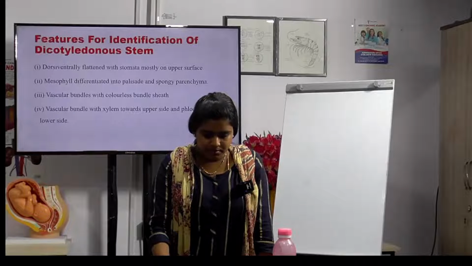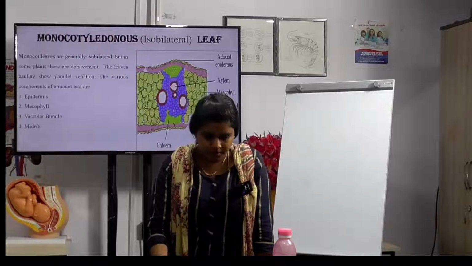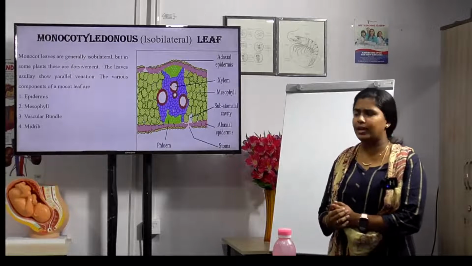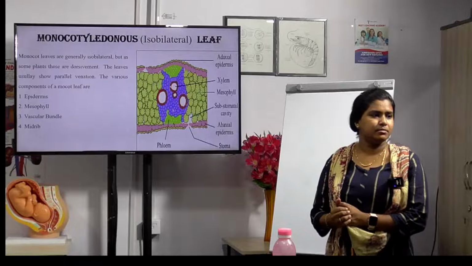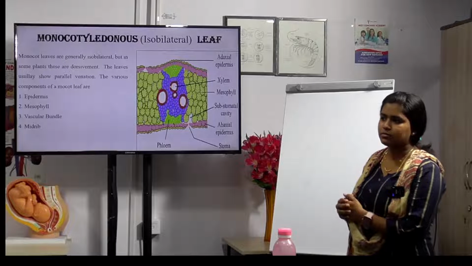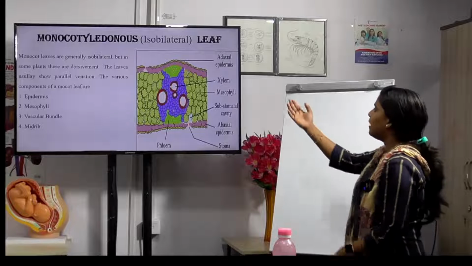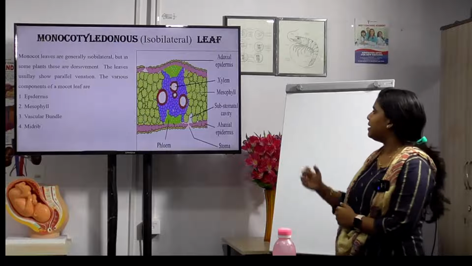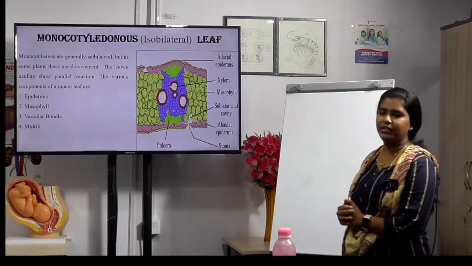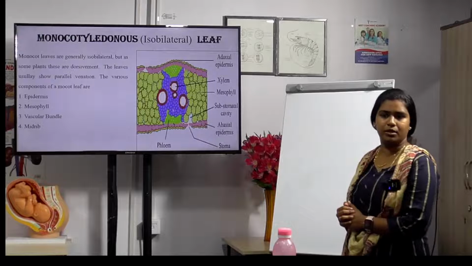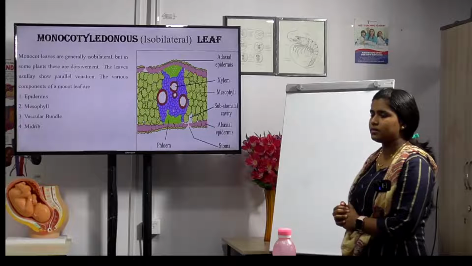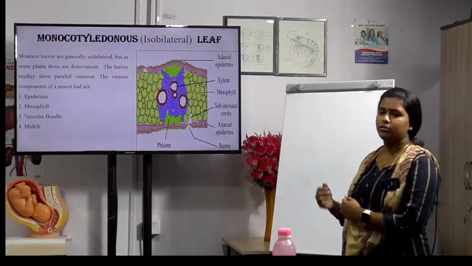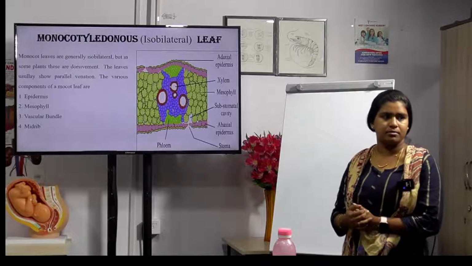Sorry, that was the stem. Okay, and then the monocotyledonous leaf is isobilateral. What is isobilateral? Iso means? Monocots are generally isobilateral, but in some plants they are dorsiventral, and the leaves usually show parallel venation only. What is parallel? Running in the same direction. Give an example of parallel venation.